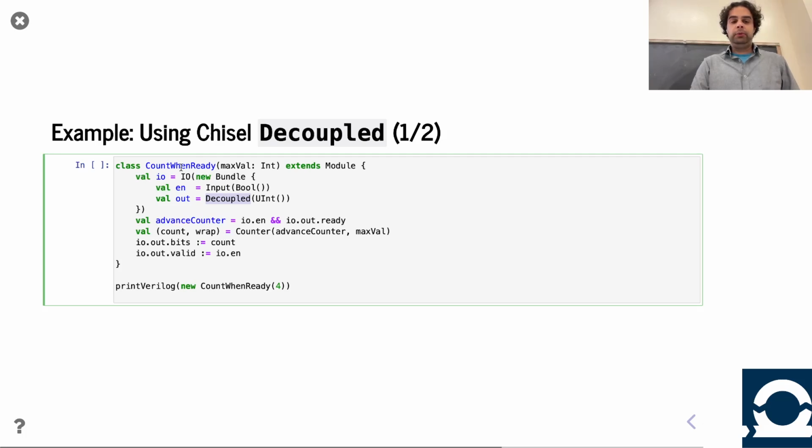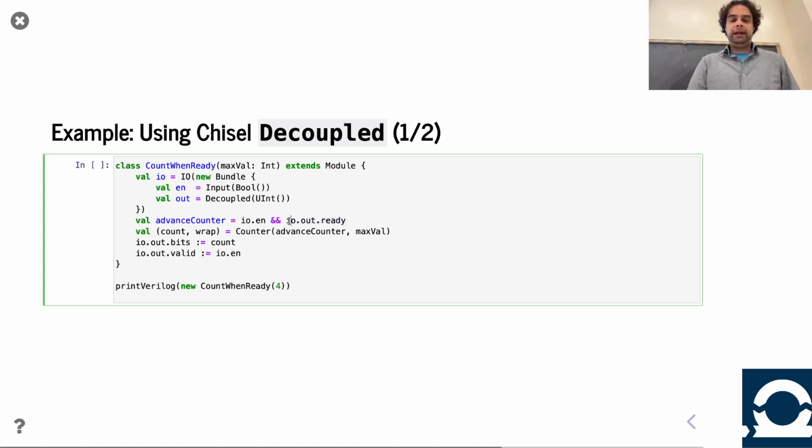And then what happens? Well, what we're going to do is we're making a counter. This counter is a little special. What it's going to do is rather than just counting when its enable is true, we're going to count when our enable is true and the consumer of this count says they're ready. So you can see this advanced counter field is true when not only is my input enable true, but also ready.